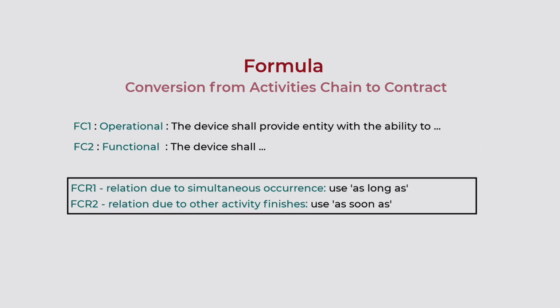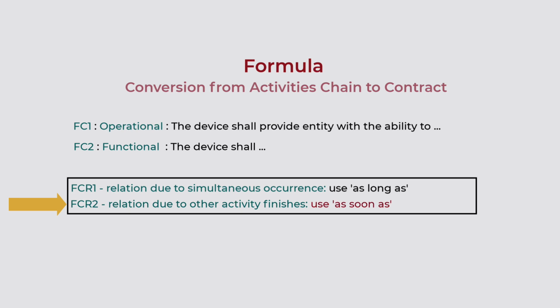Apart from the operational and the functional, the activities chain implies some relation between activities. If one activity is occurring when another activity is also occurring simultaneously, in this case we label it as formula FCR1, then use as long as. If one activity is triggered when another activity finishes, in this case we label it as formula FCR2, then use as soon as.